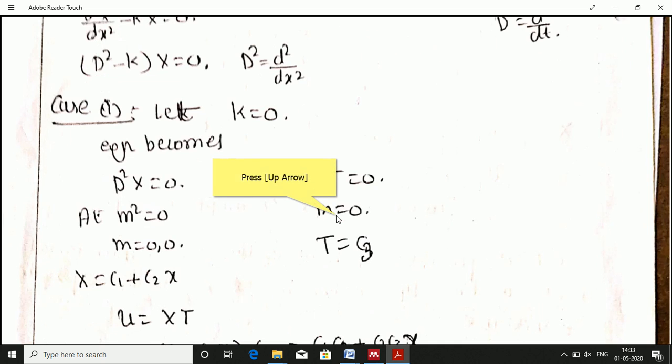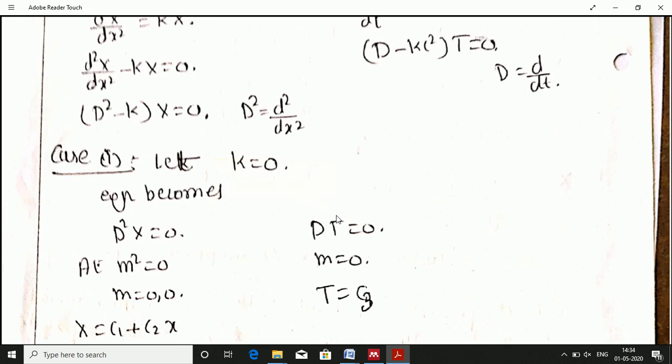First case, when k is equal to 0. The first equation is D squared X is equal to 0. The auxiliary equation is m squared is equal to 0, so m is equal to 0, 0. So the solution for X is (c1 plus c2 x) into e power 0x, or else simply c1 plus c2 x.